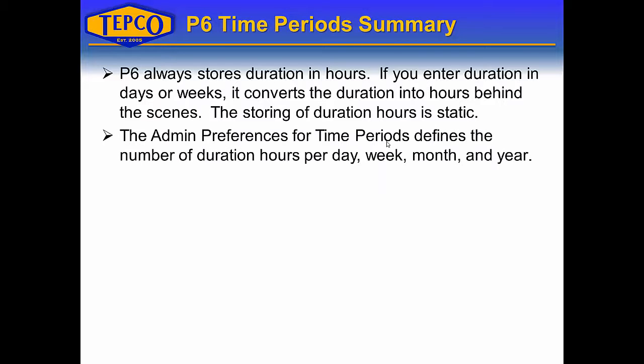The admin preferences for time periods defines the number of duration hours per day, week, month, and year. So if you are utilizing the admin preferences only and not using the calendar time periods, you want to make sure you have a clear understanding of what numbers are entered into those admin preferences for time periods. Is your organization considering 8 hours to be a day, or is it 10 hours to be a day? You need to have a clear understanding of what that is before you start entering durations in days, because it's going to take that number and it's going to convert the day entry into hours behind the scenes.